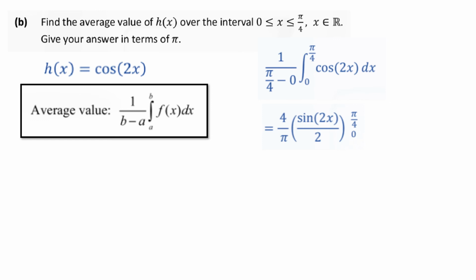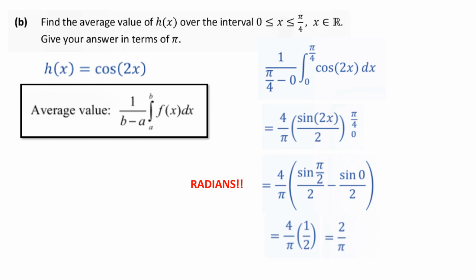We're going to evaluate that between pi over 4 and 0. Be very, very careful. Oftentimes we think, oh, it's 0, so the answer will be 0. Not necessarily. Be very careful when you're doing trigonometric functions. The cos of 0, for example, versus the sine of 0. Cos of 0 is 1, sine of 0 is 0, so just always double check. When we work through this and evaluate it, another area to be very careful about: we are working in radians, so make sure your calculator is in radians, and we end up with a final answer of 2 over pi.